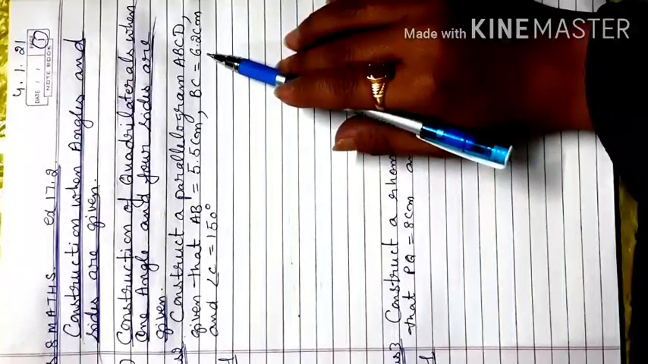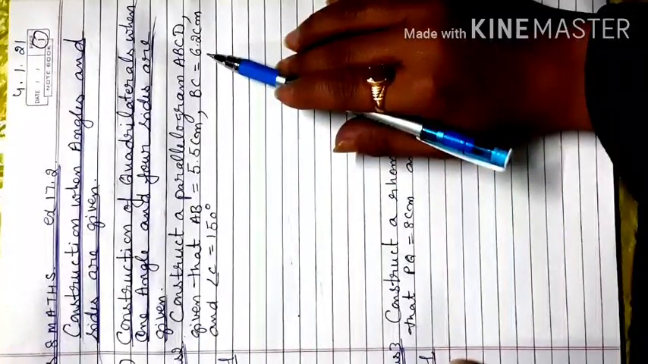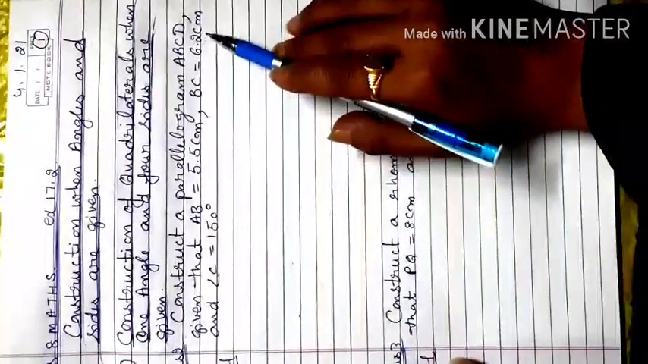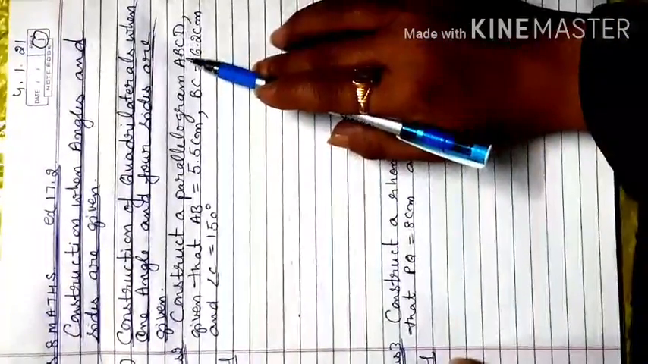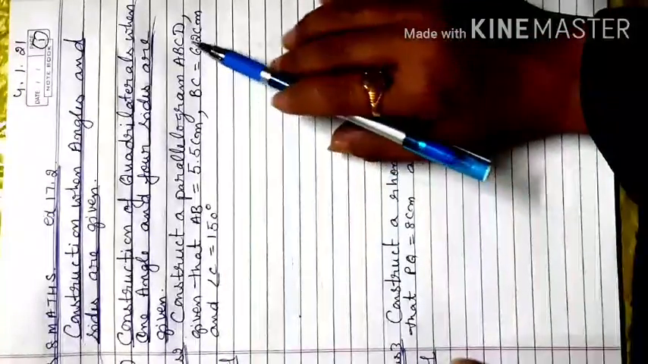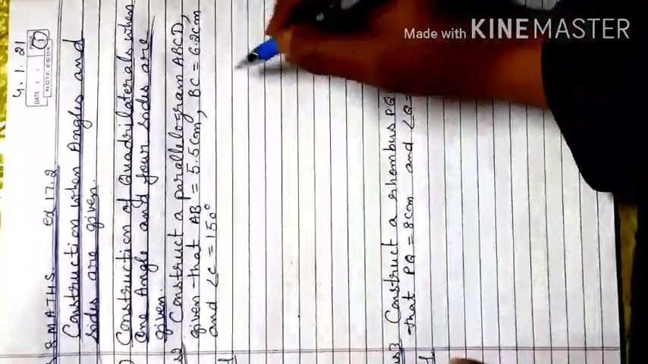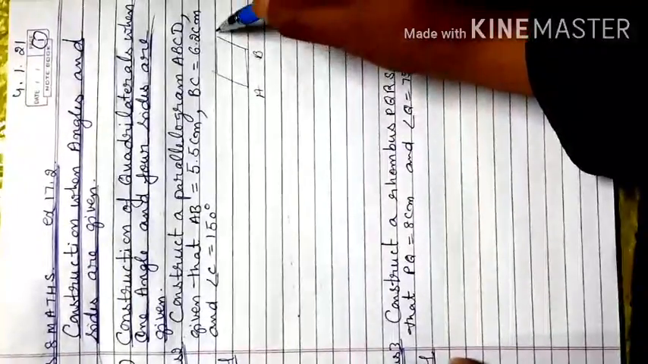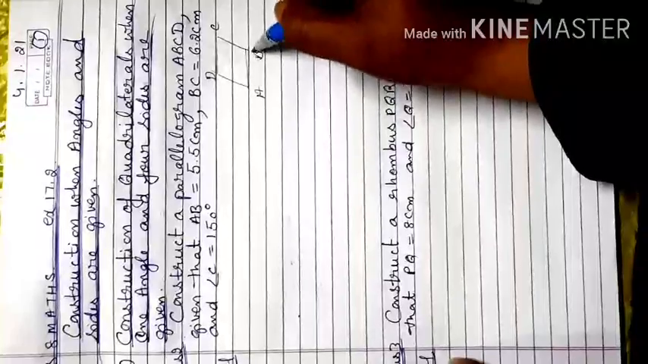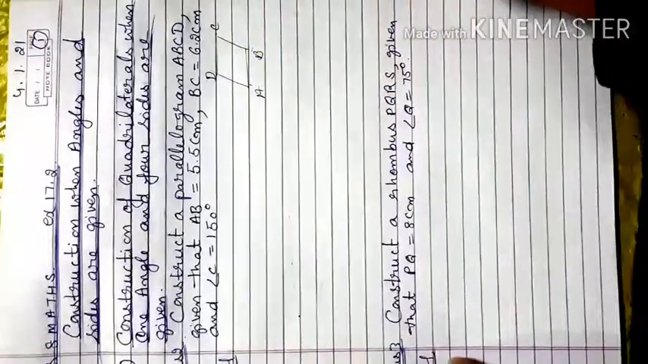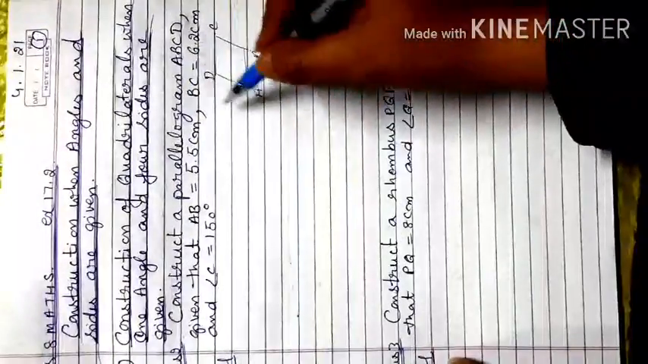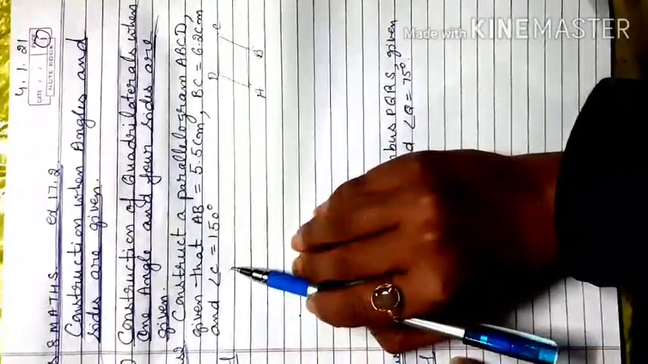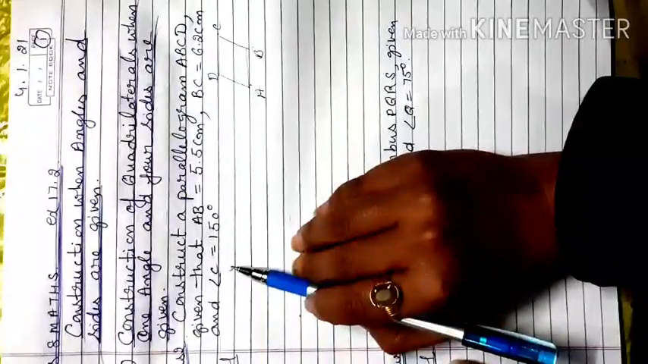So you very well know that in a parallelogram opposite sides' measurements are the same. If AB is equal to 5.5, BC is equal to 6.2, CD must be equal to AB and AD opposite to BC, because if you draw the parallelogram like that, this is AB, this is BC and this is CD. So AB is equal to CD and BC must be equal to AD. So now how will you draw the diagram? Because here angle C, only one angle, is given to you. So how can you draw?